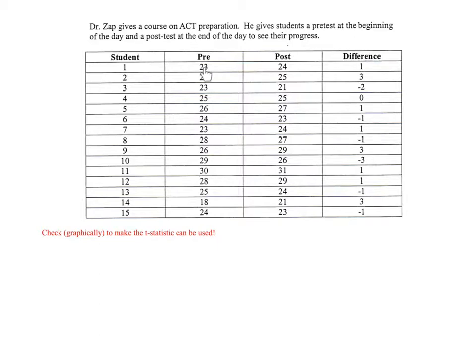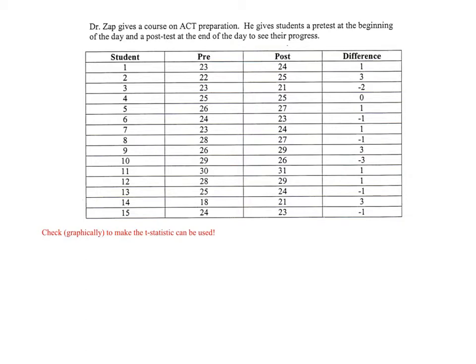themselves. It wouldn't make sense to unpair them. You see, like, student 14, they went from an 18 to a 21. So they went up by 3. But yet, student 10 went from 29 to a 26. They went down by 3. But notice, student 10 is still higher than student 14. And that's why it doesn't make sense to kind of unpair these things.